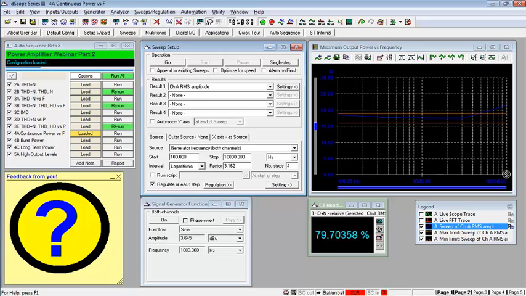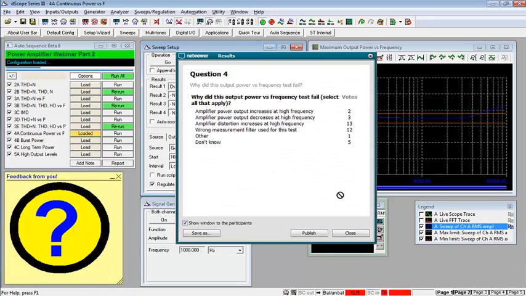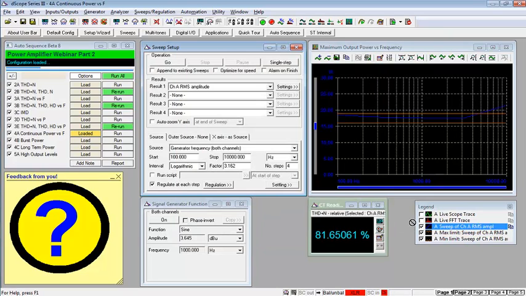So why did this amplifier appear to give us more output power at high frequencies than low frequencies? Let's take a look at the responses. Okay, so the majority of you thought that either the amplifier distortion increases at high frequency or the wrong measurement filter was used for this test. Well, we saw in an earlier measurement that yes, the amplifier distortion did increase at high frequency, but if that were the case, we might expect to see the output power decrease at high frequency. So maybe it was the wrong measurement filter then. Well, let's consider that question in a bit more detail.